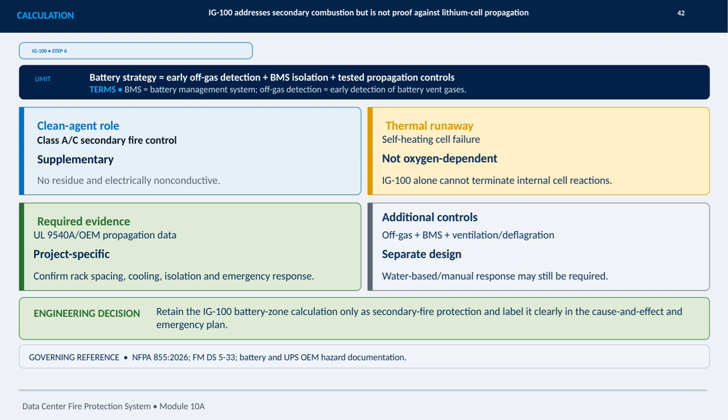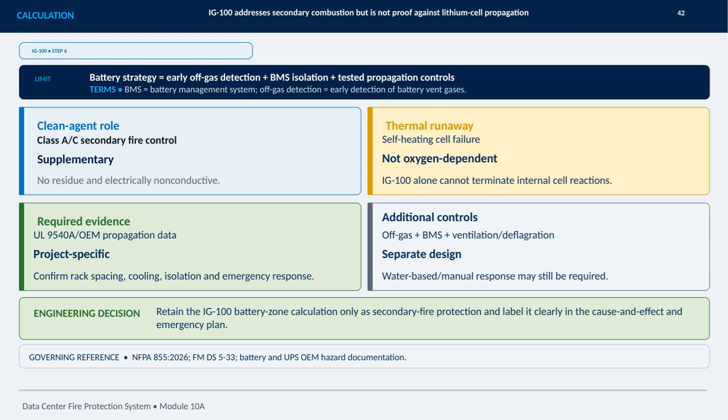The required evidence includes UL 9540A or equivalent OEM propagation data, along with project-specific confirmation of rack spacing, cooling, isolation, and emergency response. Additional controls may include ventilation or deflagration protection, and water-based or manual response may still be necessary. So the engineering decision is to retain the IG-100 calculation only as secondary fire protection, and label that limitation clearly in both the cause and effect documentation and the emergency plan.